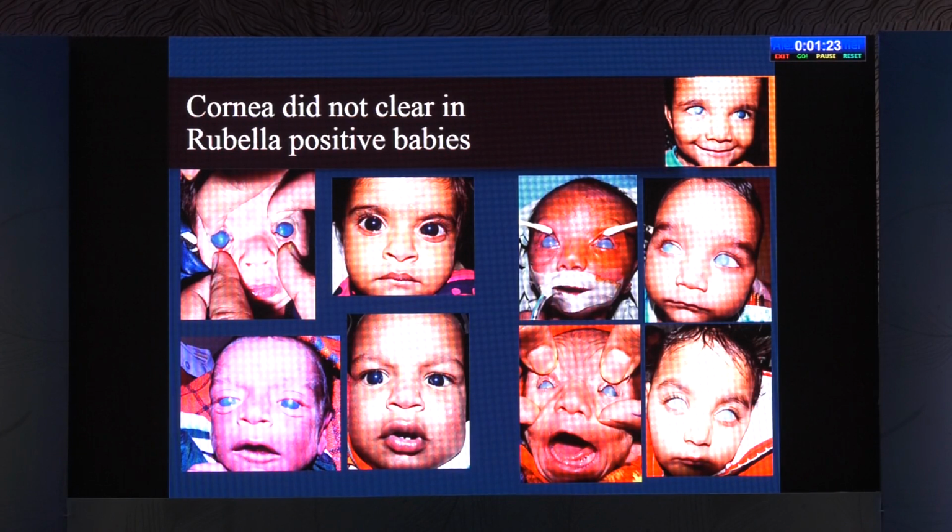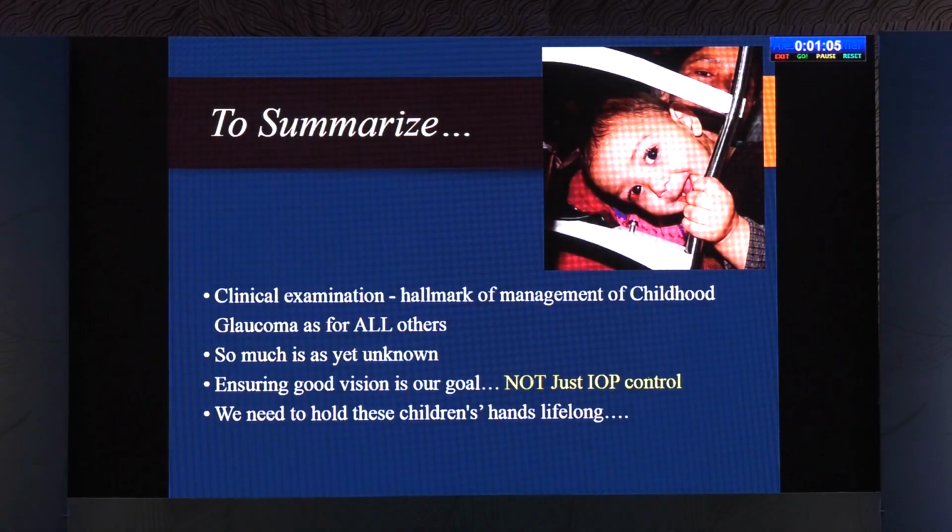So the cornea didn't clear in the rubella babies. These are neonates who did not have rubella, and you see how their cornea clears. But if you have rubella keratopathy, the corneas remain white. So that's another thing to keep in mind. If your corneas don't clear at all, despite pressure control, then you're probably dealing with a rubella cataract. So to summarize, clinical examination is the hallmark in the management, and so much is unknown. Ensuring good vision is a goal, not just IOP control, and we need to hold these children's hands lifelong.